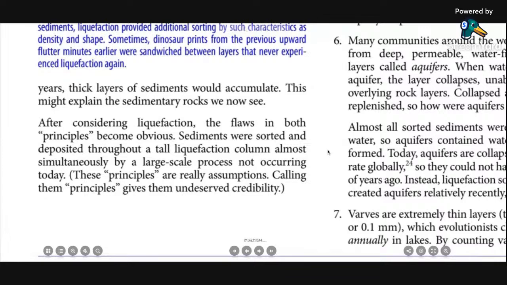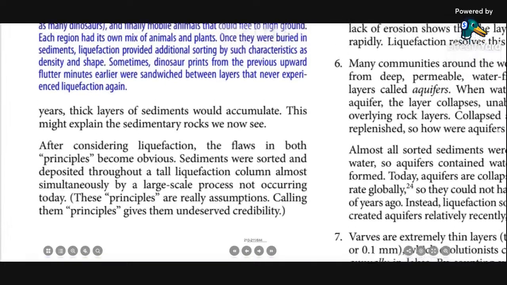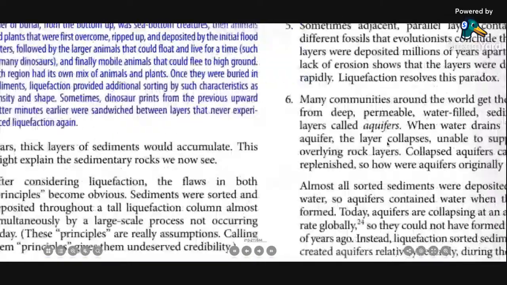Sediments were sorted and deposited throughout a tall liquefaction column almost simultaneously by a large-scale process not occurring today. These principles are really called assumptions. Calling them principles gives them undeserved credibility.